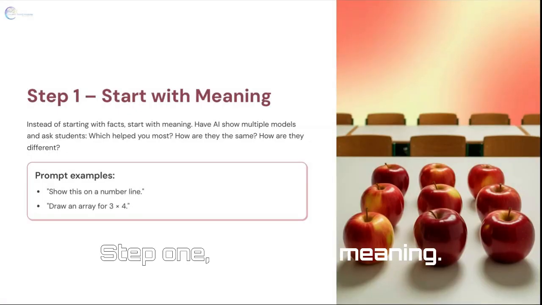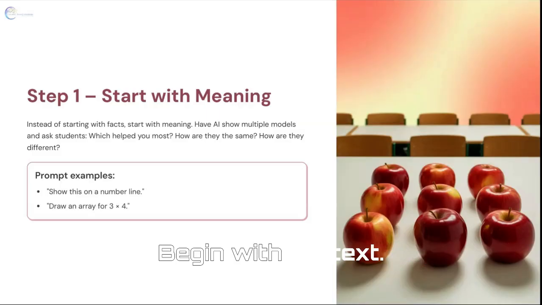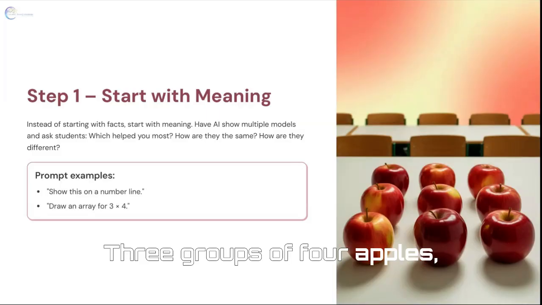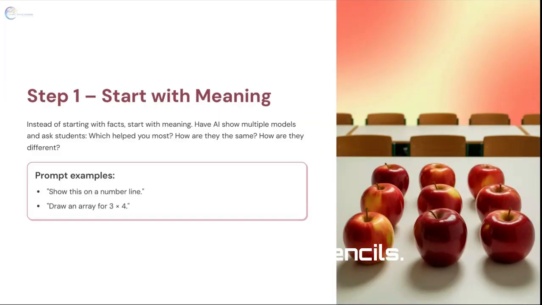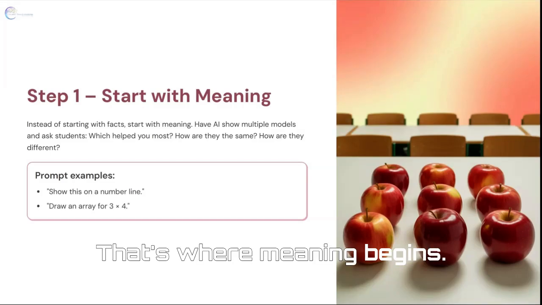Step 1. Start with meaning. Begin with context. 3 groups of 4 apples, 3 rows of chairs, 3 packs of pencils. Then bring in AI. Show it on a number line, draw it as an array, or give it a real-world situation. Then ask students which model helps them most and how the models are alike or different. That's where meaning begins.